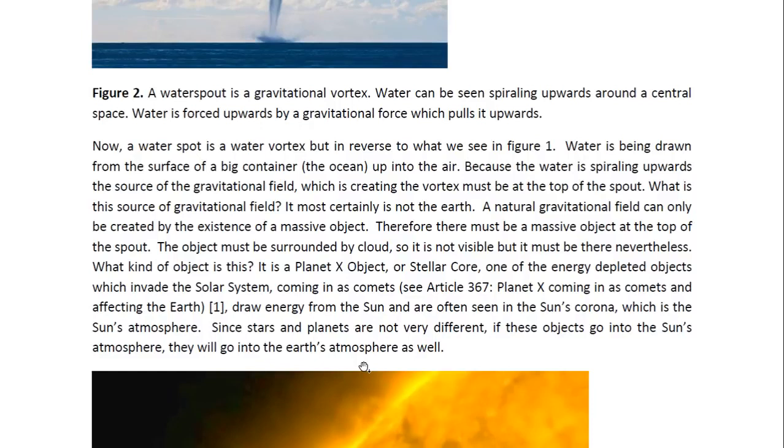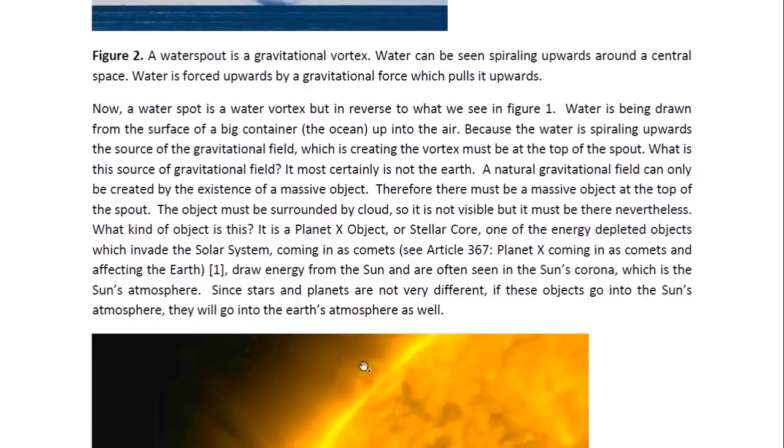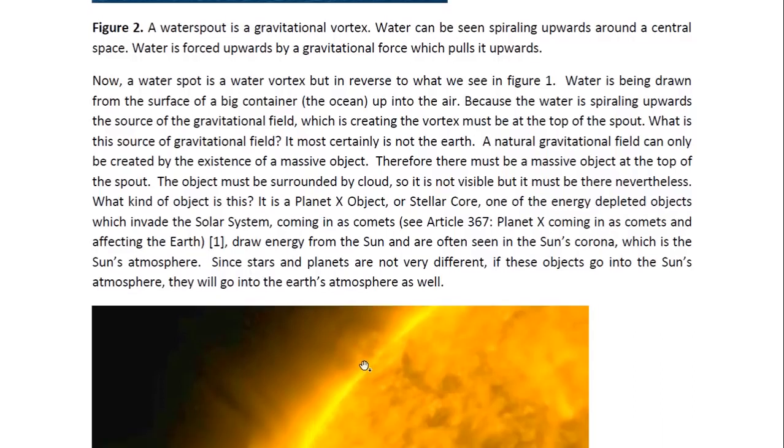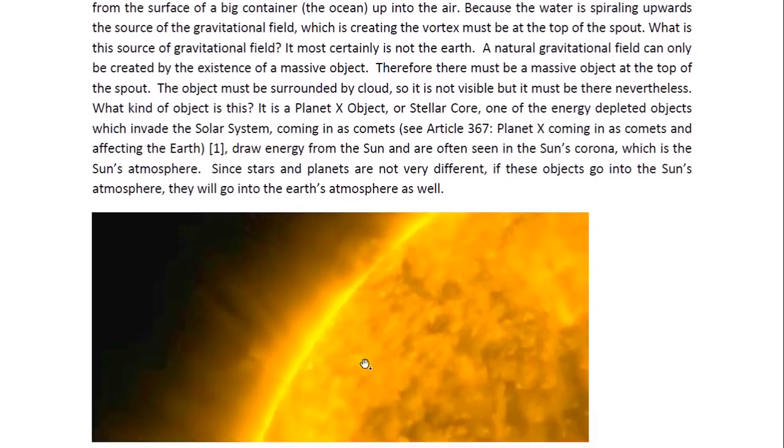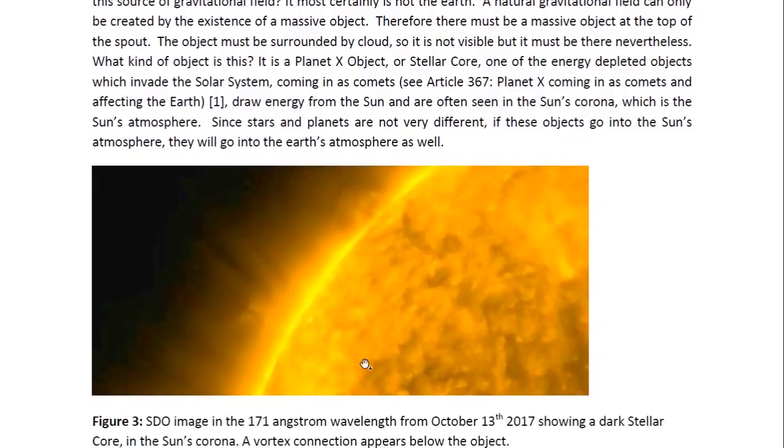It is a Planet X object or stellar core, one of the energy-depleted objects which invade the solar system, coming in as comets. And you may look at Article 367 entitled Planet X coming in as comets and affecting the Earth. They draw energy from the sun and are often seen in the sun's corona, which is the sun's atmosphere. Since stars and planets are not very different, if these objects go into the sun's atmosphere, they will go into the Earth's atmosphere as well.